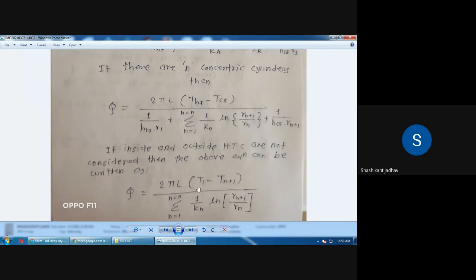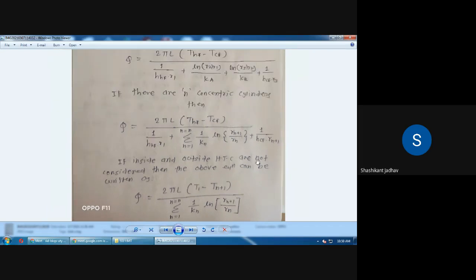If the inside and outside heat transfer coefficients are not there, meaning hot fluid is not there and cold fluid is not there, then what is that equation? We write Q is equal to 2 pi L into bracket T1 minus Tn plus 1 divided by summation of 1 upon Kn into ln of Rn plus 1 divided by Rn, and n value changes from 1 to n. Okay. So this is the equation for the composite cylinder.